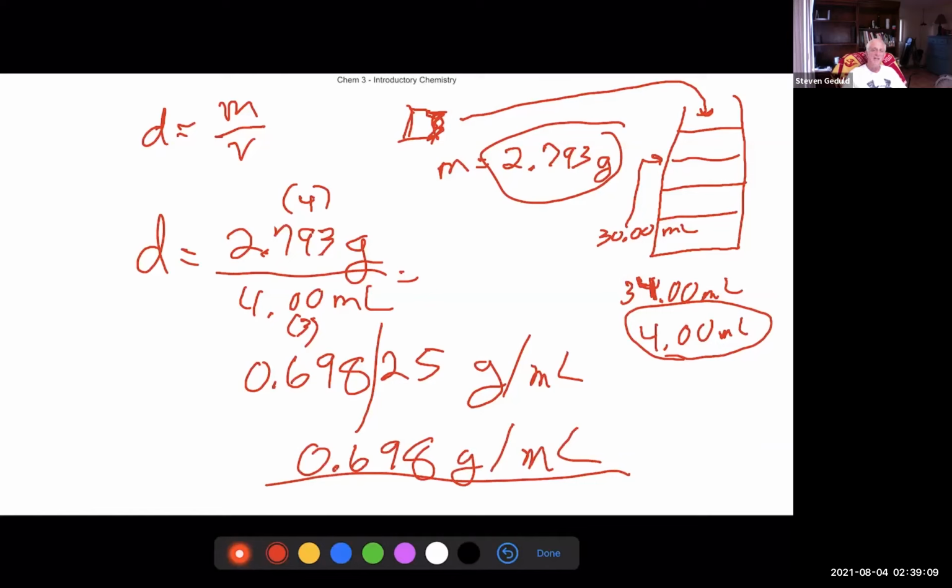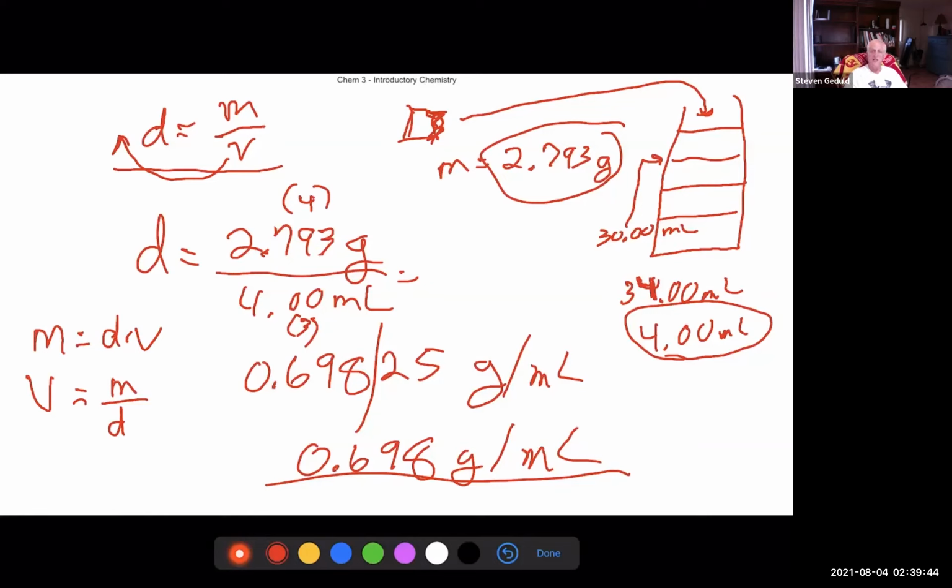Again, if you're given any 2 of those 3 values, you solve for the third. We can algebraically rearrange this equation. Okay? If we want density, it's mass over volume. If we want mass, it's density times volume. Okay? I just move this to this side of the equation. If I want to find volume, volume is equal to mass divided by density. So no matter what I'm looking for, I can algebraically rearrange my equation to solve for what I want.